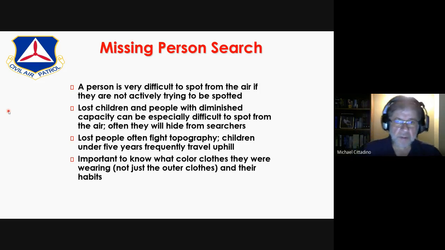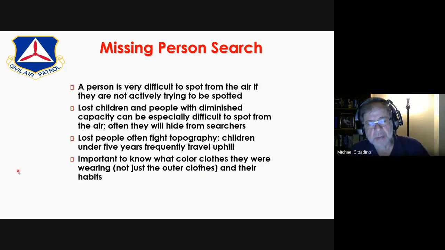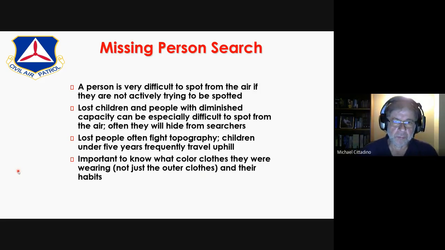I'm on a civilian search and rescue team in addition to CAP. And when we go out looking, we're almost entirely looking for somebody in one of those categories. Those are people who aren't particularly looking to be found, and they're not going to behave in a way that makes them obvious to somebody who's looking for them. In any case, when we're looking for somebody, knowing what they're wearing and as much information as we can about them is something that should be done when we're briefed on a search.